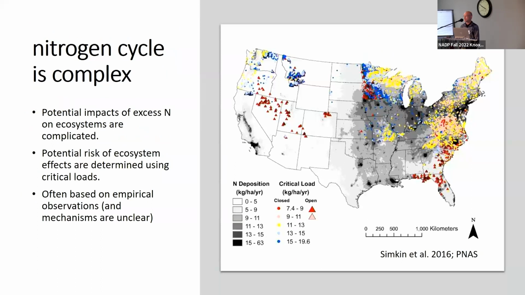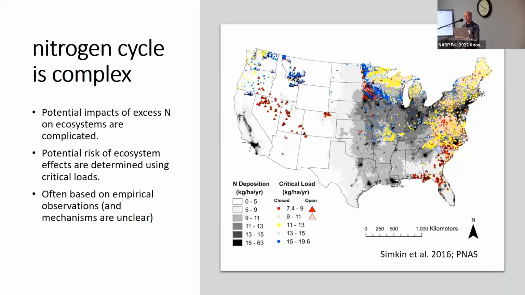As we've heard, both yesterday and just now, the nitrogen cycling environment is very complex, and we know it affects ecosystems in a variety of ways, and we need to manage nitrogen deposition to protect the environment. And we've heard a lot about critical loads and the way they are generated and used.